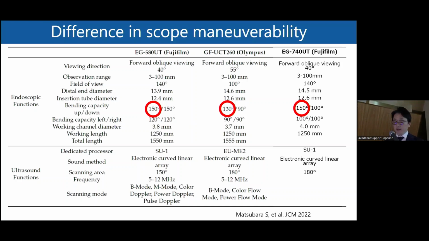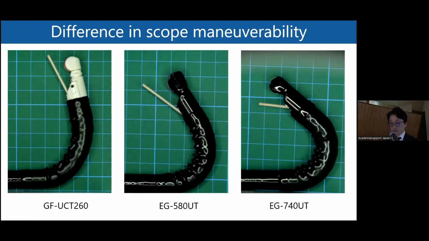But there are differences in scope maneuverability in each product. The Fuji scope, especially the 740, has a bigger capacity than the Olympus one. You can see each scope's maneuverability. A 19 gauge needle is inserted, using up angle and full elevator. The 740 has very good maneuverability.